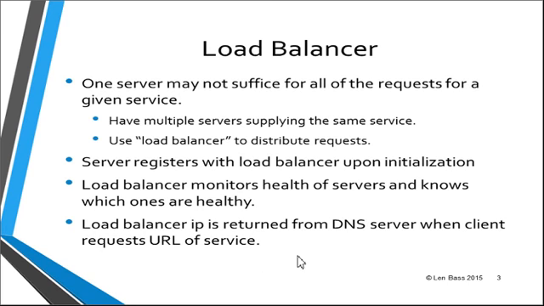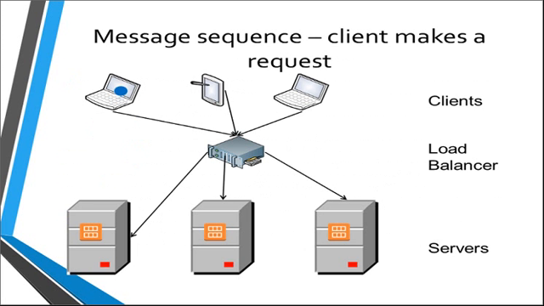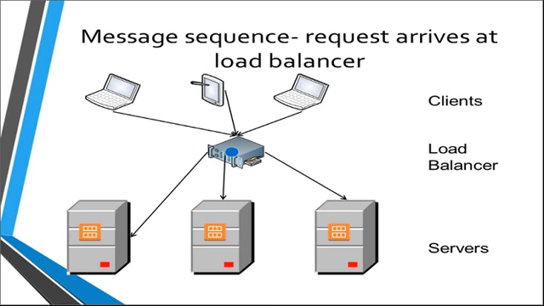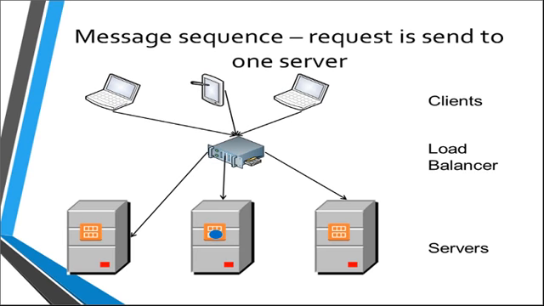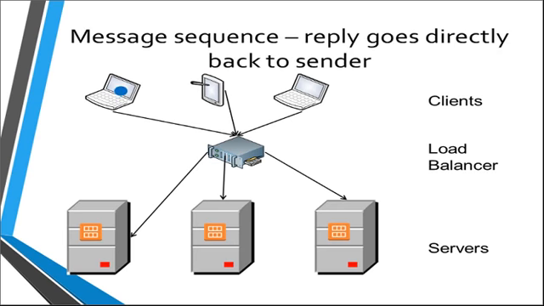So the client requests the URL of the server. The DNS server responds with the load balancer IP, and the load balancer distributes it again based on IP to its children. So let's look at a simple message sequence. The client makes a request, it gets to the load balancer, which chooses a server, and then the server sends it back to the client.